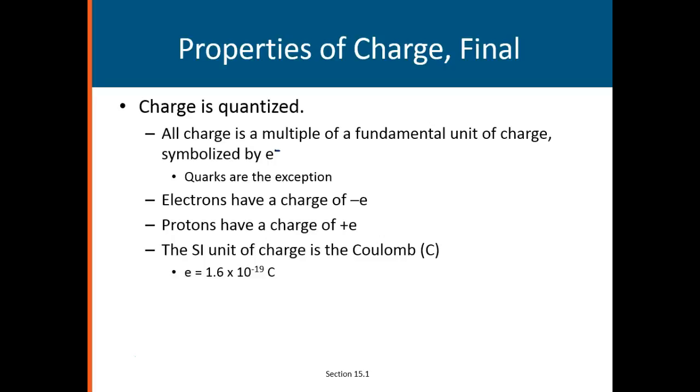That's the exception. But all charge that exists in our understanding of nature, not within protons and neutrons, but in our understanding, are multiples of this electron charge. Electrons have a charge of minus E, and protons have a charge of positive E. How they get those is different. The SI unit for charge, System International, is the Coulomb.